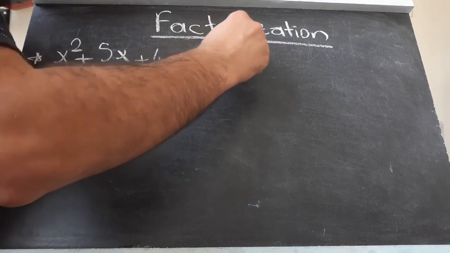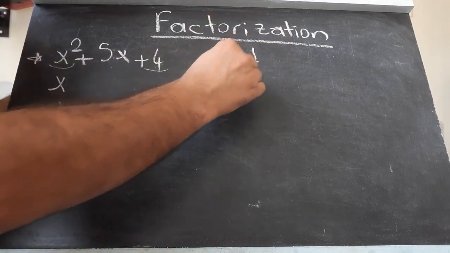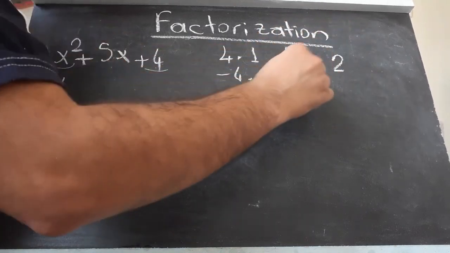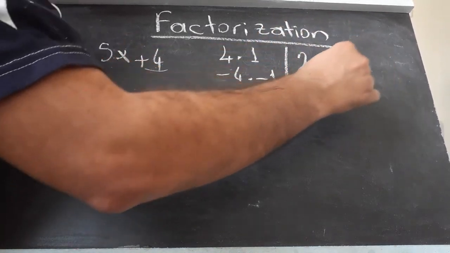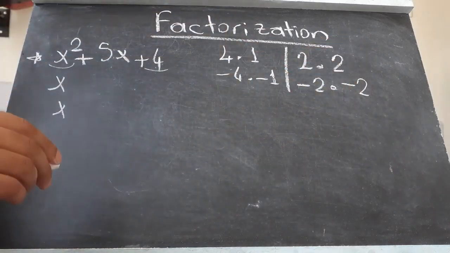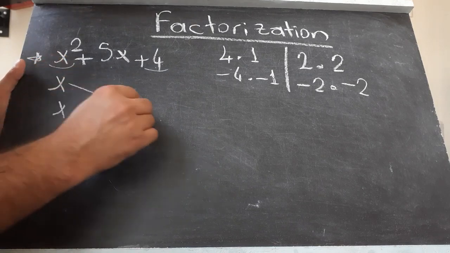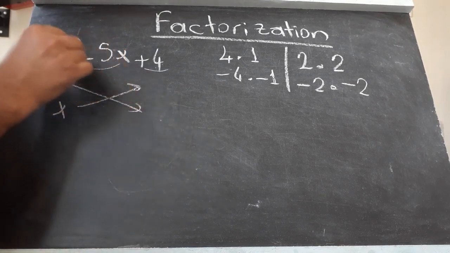One of them is 4 times 1. One of them is negative 4 times negative 1. 2 times 2. Negative 2 times negative 2. I'm going to choose one of them which is suitable for this one. My second rule is this: when you cross multiply then add them up, it must give the middle number.